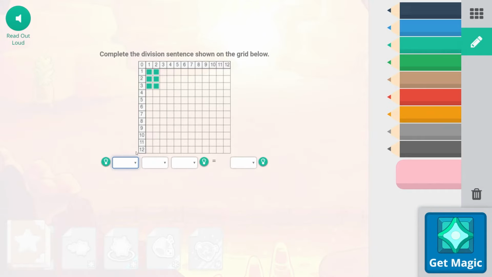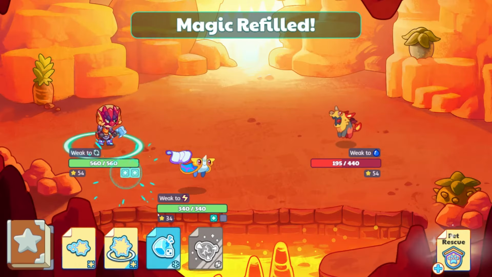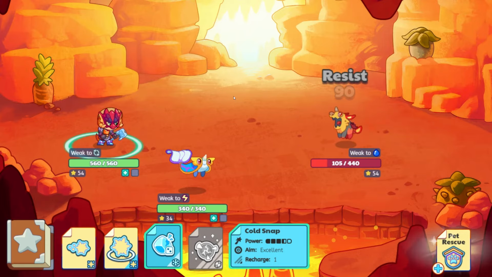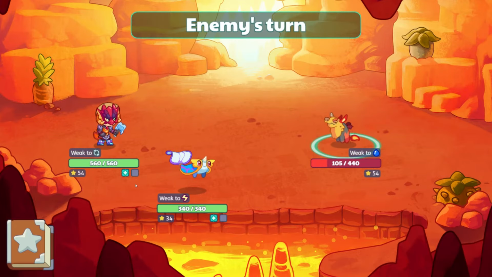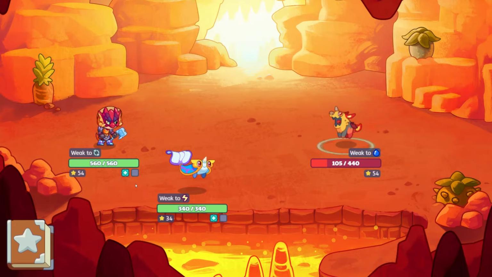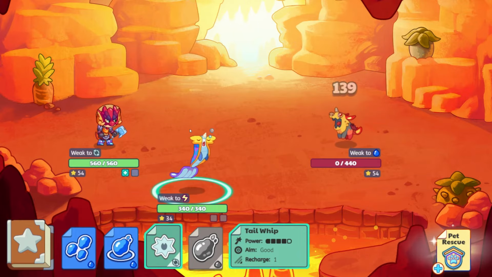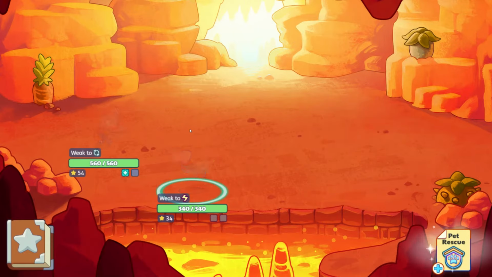And complete the division sentence. So this is division, so we're starting out large and then we're going small. So 6 is our whole divided by, and 3, we have 3 rows equals 2 columns. Ooh. All right, I think Cold Snap will probably give us the best damage. I don't know if it's enough. It's only 90, so I should have gone for Starbit. That's okay. Puck fumbled. Hopefully Tail Whip lands. That should finish it off. It does. Awesome, awesome.